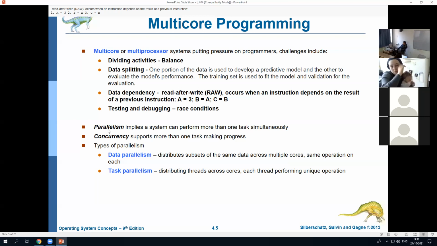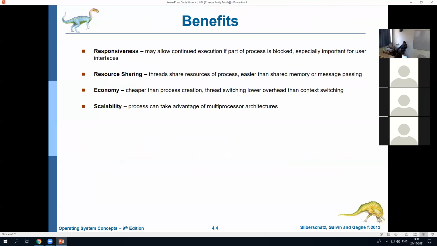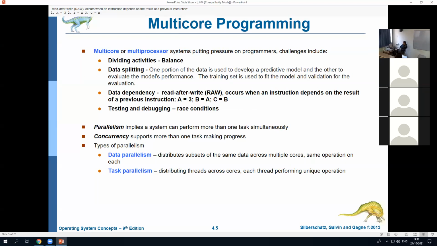I'm not sure what the difference is between what they're trying to say here about parallelism and concurrency. Parallelism implies that a system can perform more than one task simultaneously. But what's the point, if what you were saying about read after write within multiple threads is also a problem when it runs in parallel? It only works if it runs in the same thread.